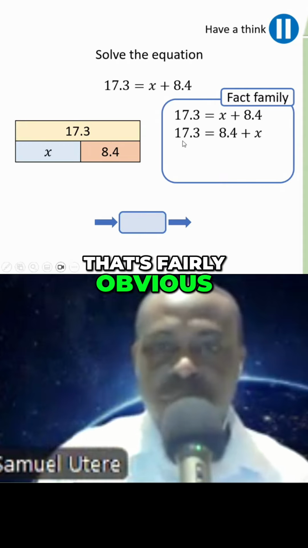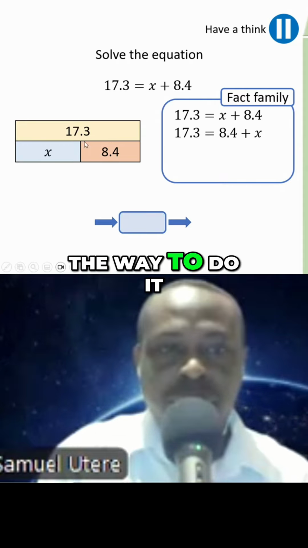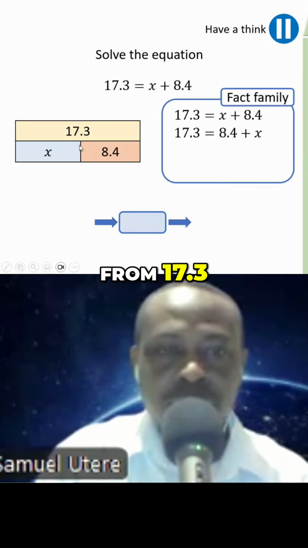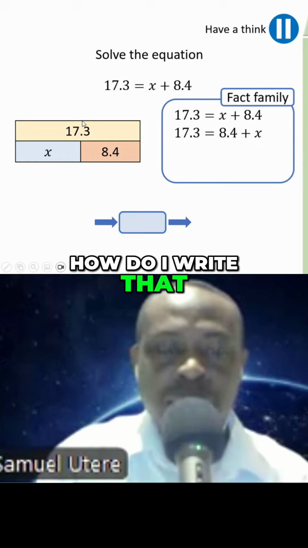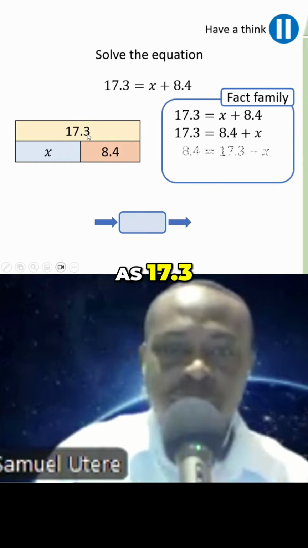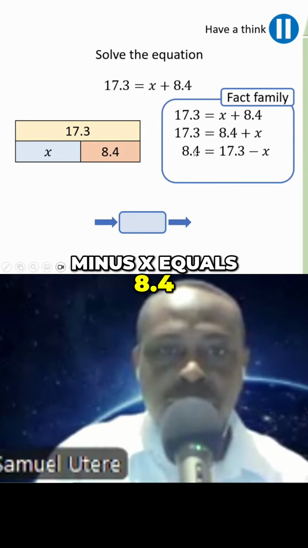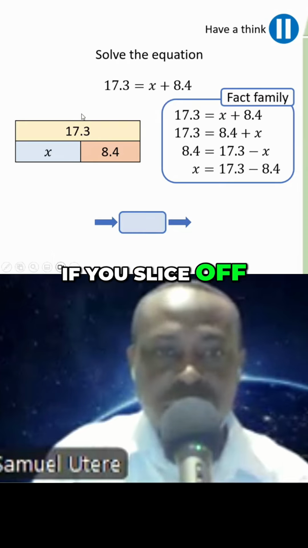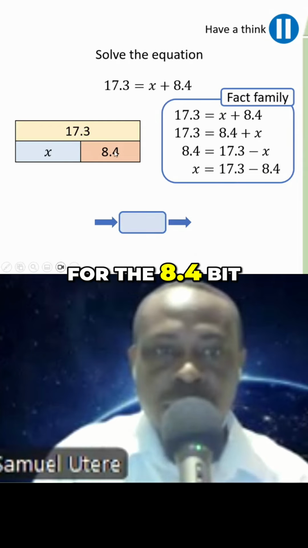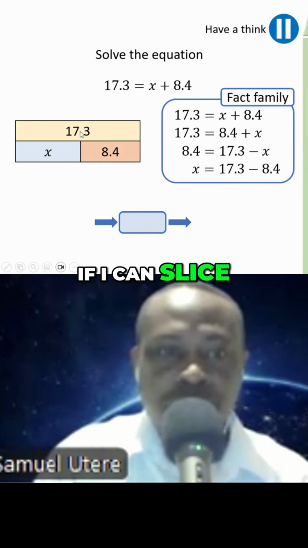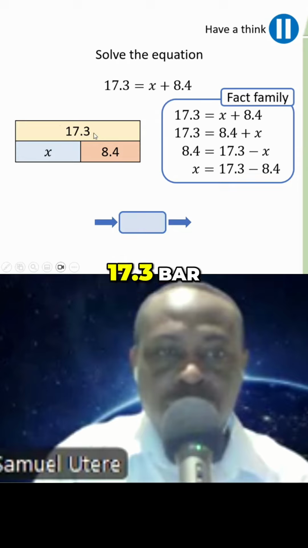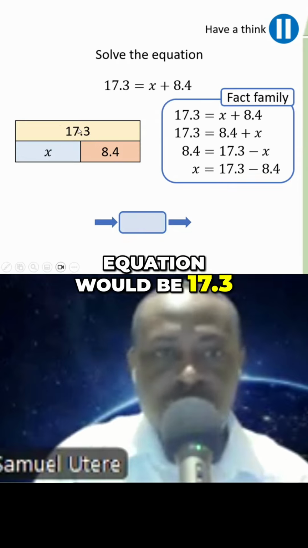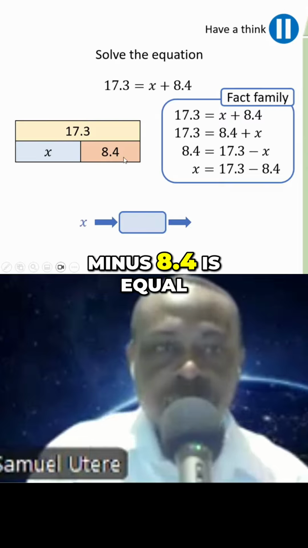That's fairly obvious. And then the subtraction, the way to do it, you can say, what if I take a slice of x from 17.3? How do I write that? I can write that as 17.3 minus x equals 8.4 because that's what is going to be left. That's how you would write it as an equation. It's the same for the 8.4 bit. If I slice off 8.4 from the 17.3 bar, I'll be left with x. So the way to write it as an equation will be 17.3 minus 8.4 is equal to x.